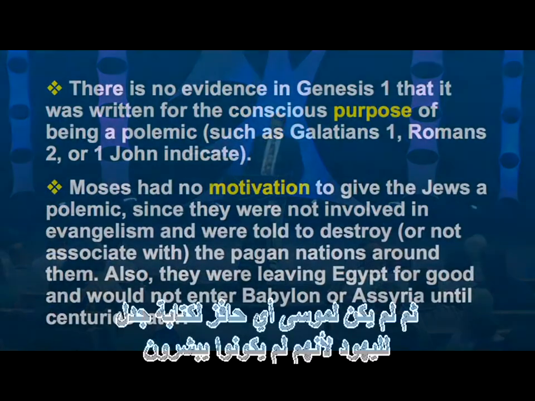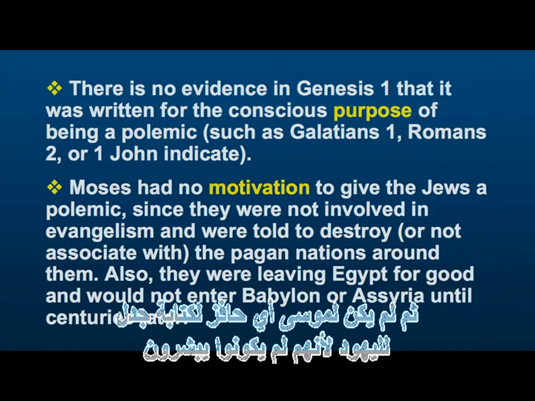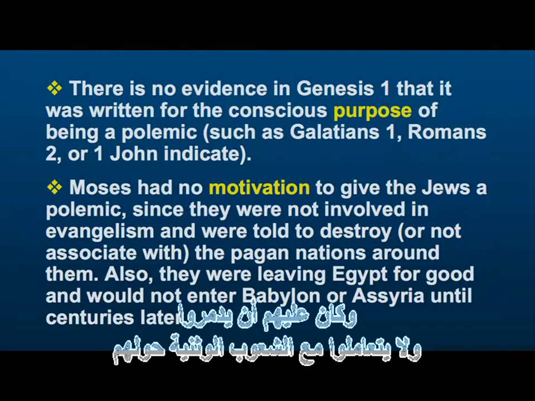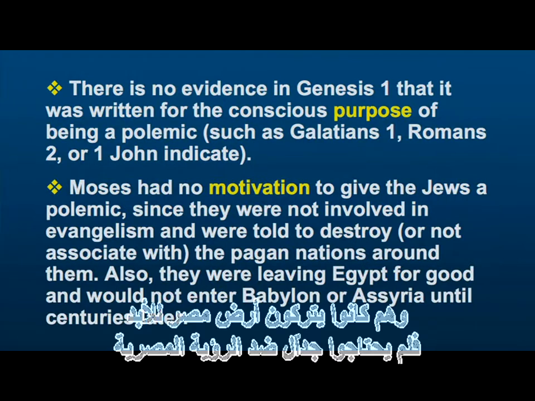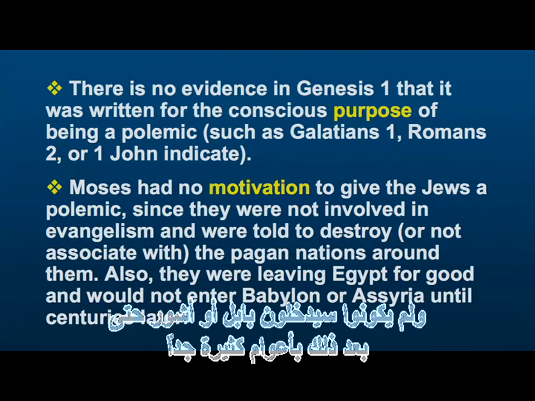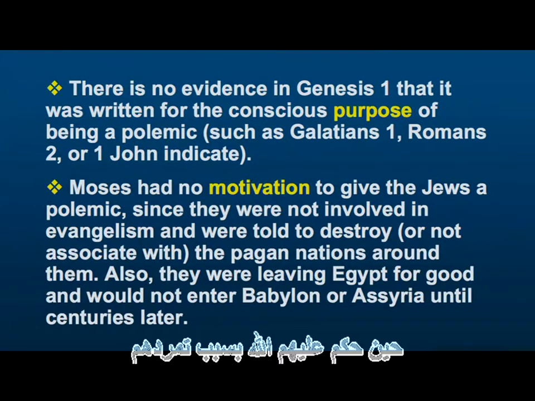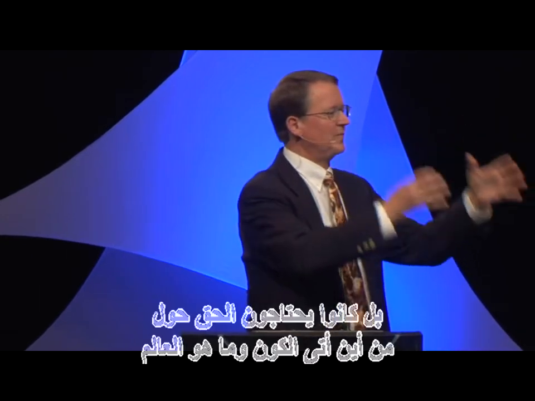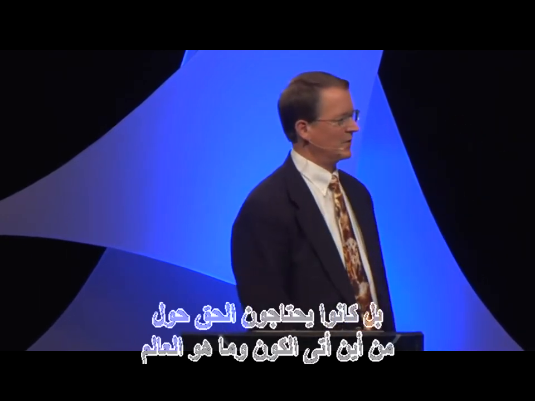And then Moses had no motivation to give the Jews a polemic. Since they were not involved in evangelism, and they were told to destroy and not associate with the pagan nations around them. Also, they were leaving Egypt for good, so they didn't need a polemic against the Egyptian view. And they weren't going to be entering Babylon and Assyria until many, many years later when God judged them for their rebellion. So they didn't need a polemic. They needed the truth about where they came from and why the world was the way it was.